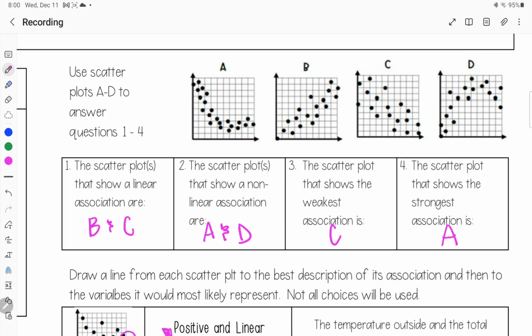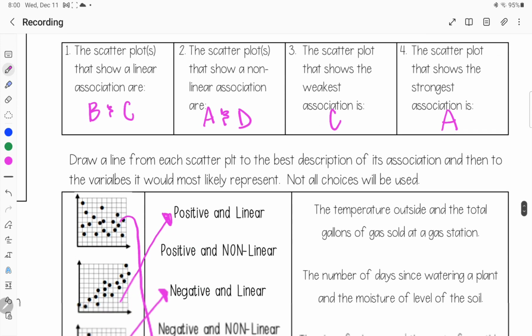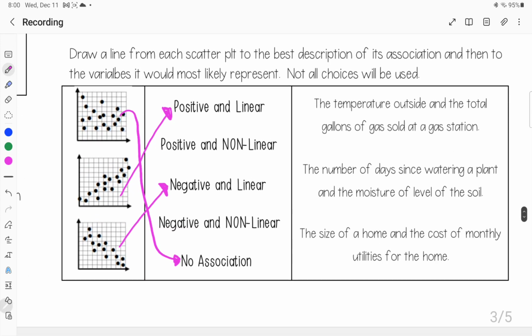All right, if you did this correctly, your first one had no association. They're kind of just scattered everywhere. Your second one overall is linear, and it's positive. Your third one down here is linear also, but it's negative, so it's going down. Then we have 3 different scenarios, and we need to know which one has no association, meaning one doesn't affect the other, which has a positive association, and which has a negative association.